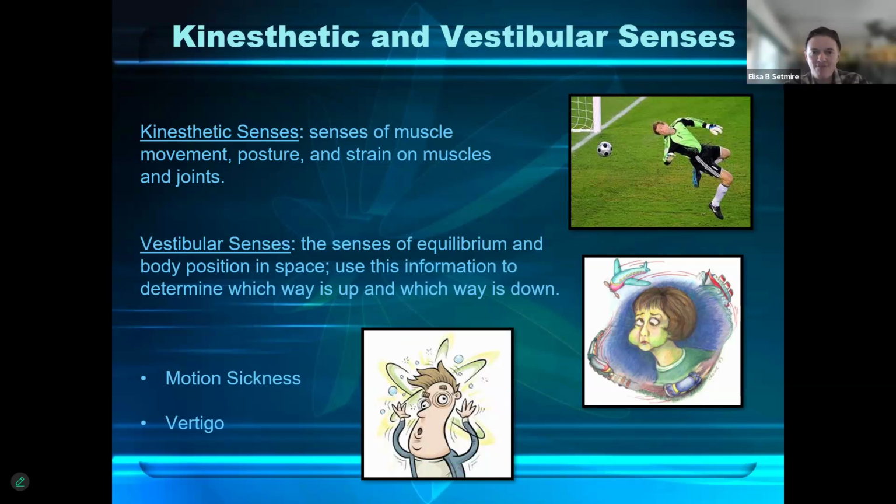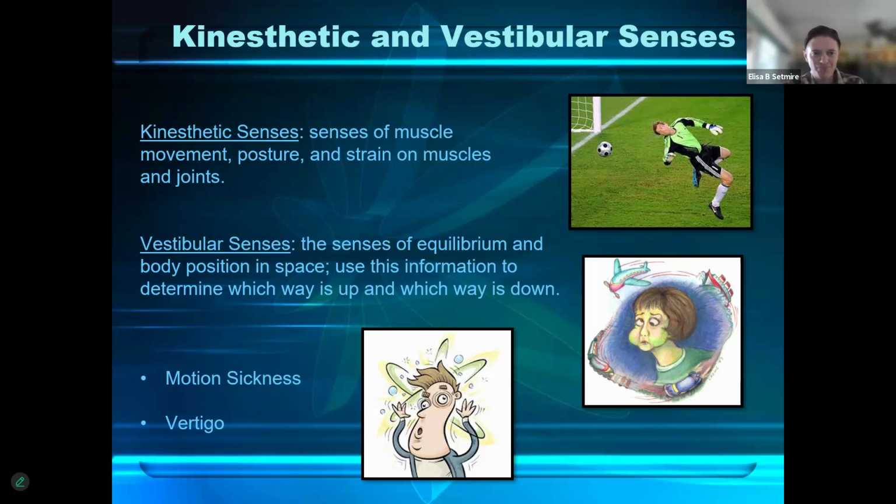We also have our kinesthetic and vestibular senses. Kinesthetic senses are our senses of muscle movement, posture, and strain on our muscles and joints, whereas our vestibular senses give us a sense of equilibrium, our body position in space. It helps us determine which way is up and which way is down. Most of the time, we don't notice these senses when they're operating properly, but we do notice them in moments of motion sickness. If you get sick in a car or when traveling on vehicles, you get this disconnect between your senses and the movement you're experiencing, or if you experience anything like vertigo. Both of those tend to be moments where you really notice these senses quite predominantly as they're not quite functioning properly.